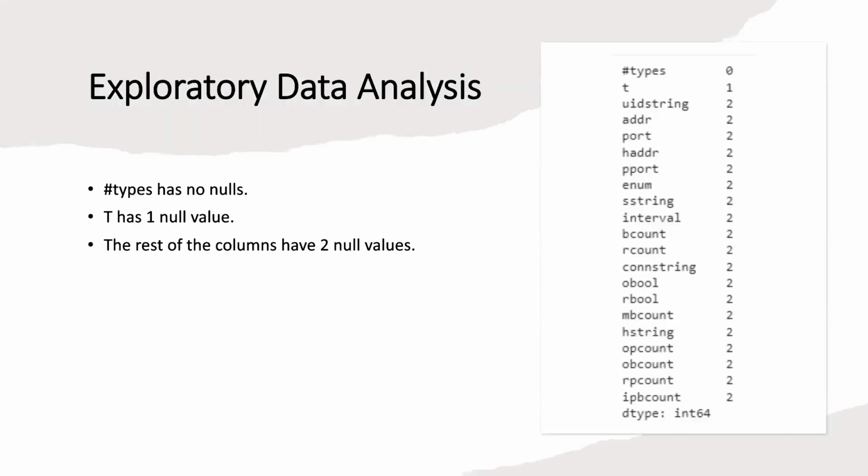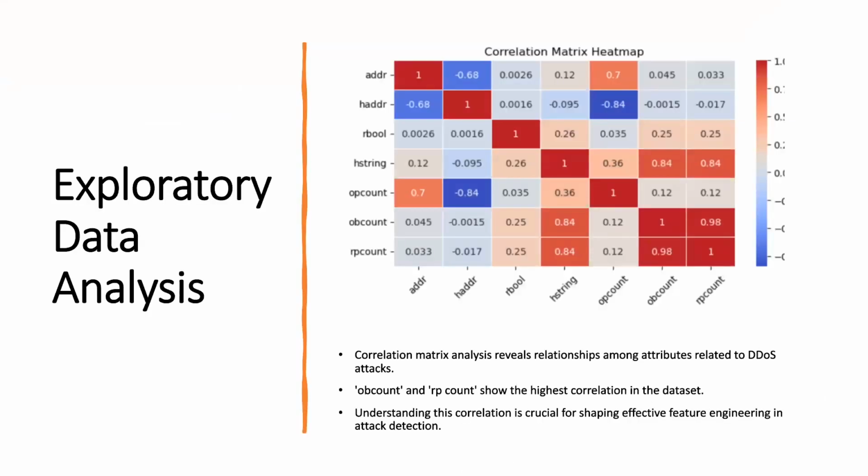Here we checked if there are any null values in the columns, and as seen, there are very few null values present, just one or two values, so we'll have to eliminate or handle the null values. This is the correlation matrix, which tells how each attribute is correlated with the others. We can see that OB count and RP count display the highest correlation in the data set, whereas OP count and H address display the least correlation. The correlation scale is given on the right side.